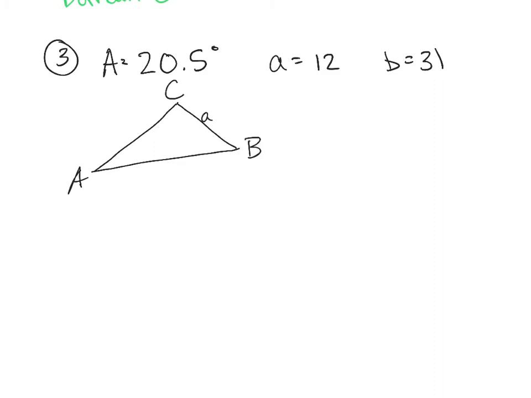A, B, C. Okay. We know that A is 20.5 degrees. My side length A is 12. Side length B is 31.